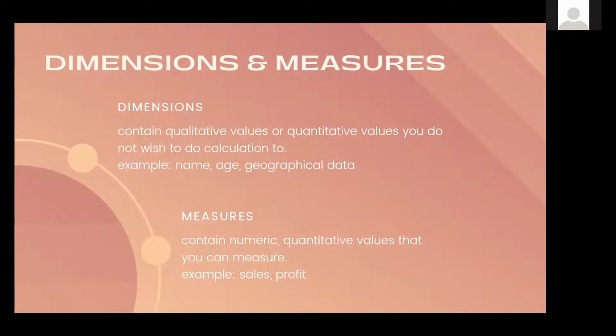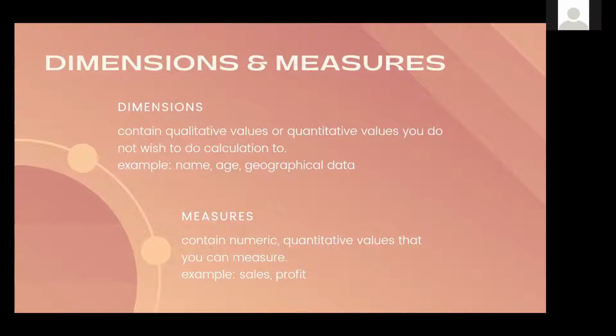and measures. So dimensions basically contain qualitative values, but they can also contain quantitative values that we do not wish to do calculation on. For example, qualitative values can be name, geographical data, date, and Boolean is also qualitative. But as for the quantitative values that we do not wish to do calculation on, it can be age, ID, or quantity.